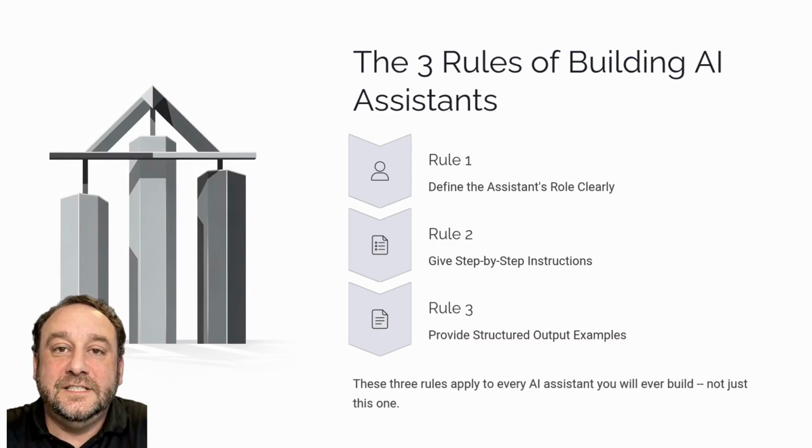Second, provide step-by-step instructions. Instead of asking the AI to solve everything at once, guide it through a sequence of actions. Third, specify the structure of the output. When the AI knows how the results should be organized, the outputs become much more consistent. These three rules form the foundation of assistant design. Once you understand them, you can build assistants for many different business tasks.